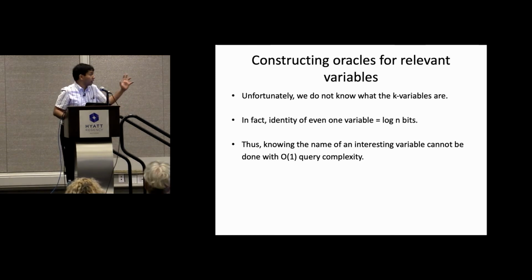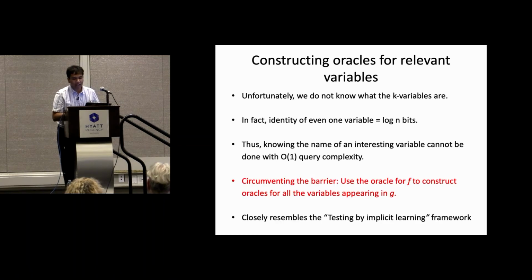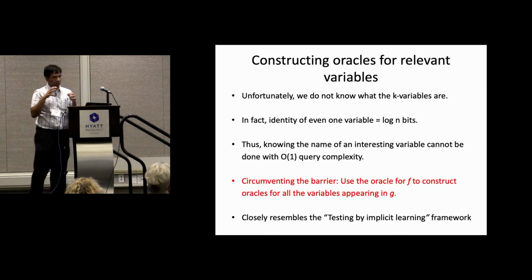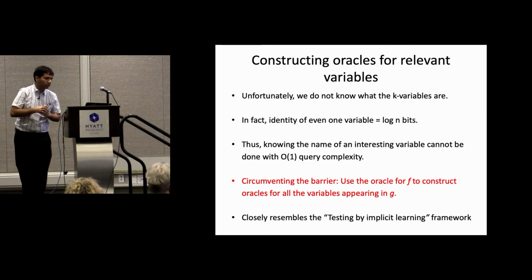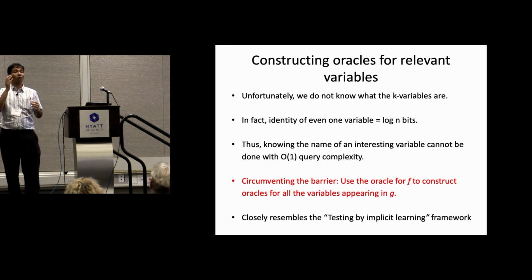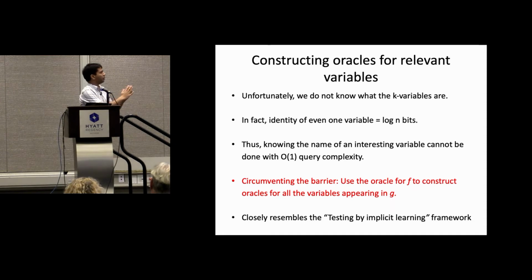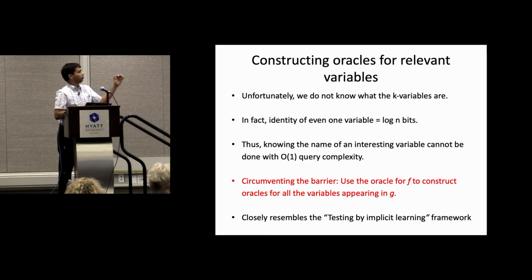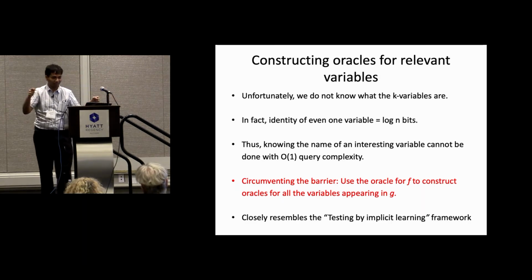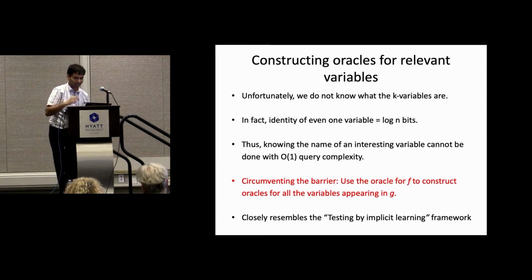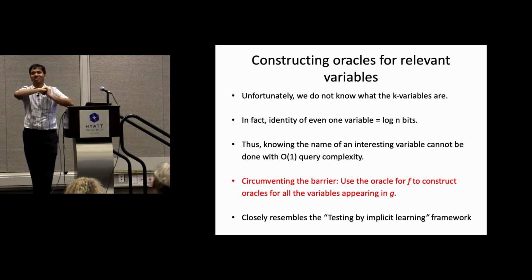So, okay, this is not going to be useful, but the way we are going to circumvent the barrier is that we are going to use the oracle for f to construct oracles for all the variables appearing in G. So this very closely resembles this testing by implicit learning framework. And then once we have oracles for all the interesting variables, the variables which appear in the best k junta, we will do the same hypothesis testing routine that I mentioned earlier.